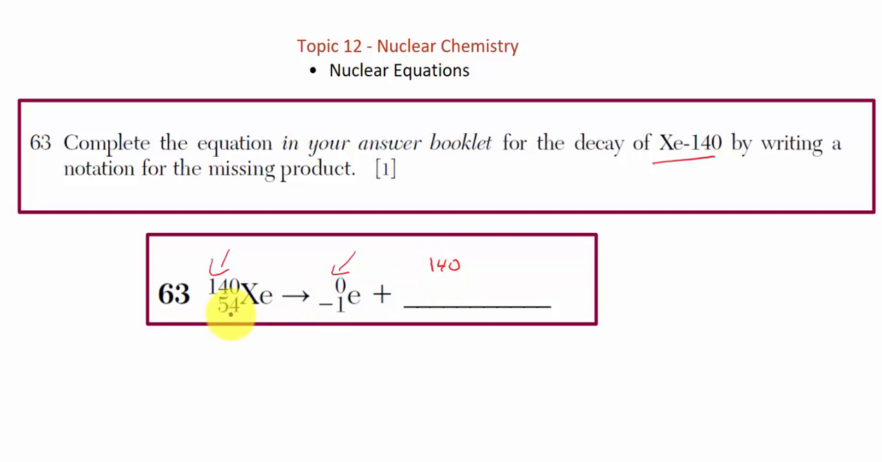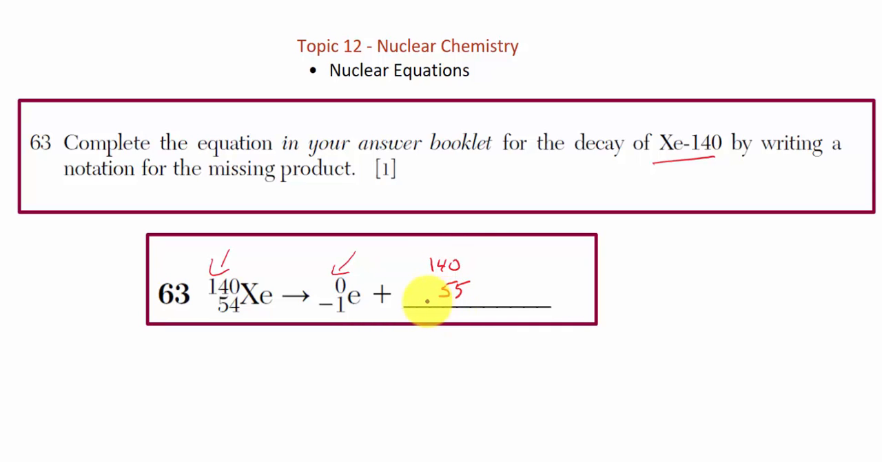The mass is 140. On the bottom part, we start with 54. We take away -1, so we're subtracting -1. So our atomic number is actually going to go up by 1. It's going to be a 55. So we have the numerical data, 140 over 55.